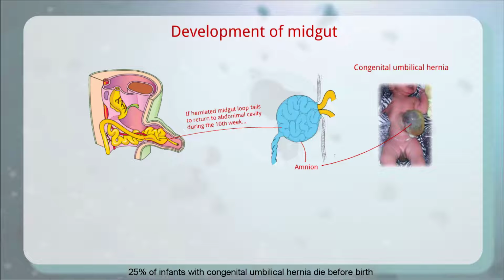25% of infants with congenital umbilical hernia die before birth, and 40 to 88% have associated anomalies, and approximately 15% show chromosomal abnormalities. There is another situation.